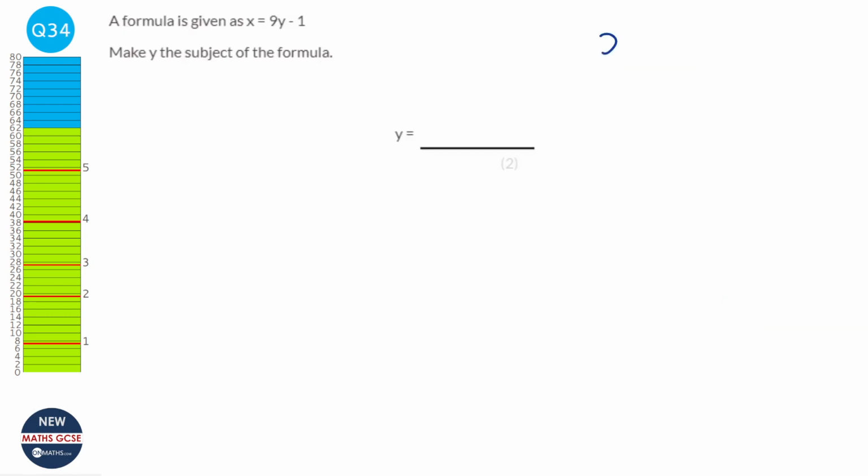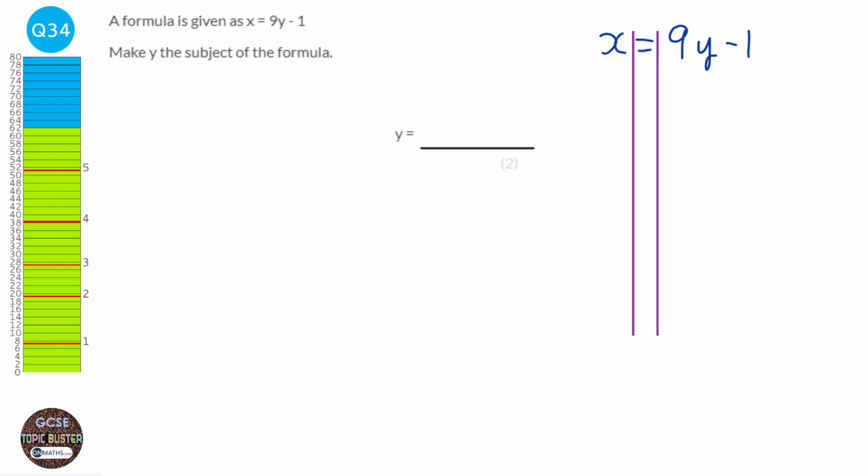So I'm going to write the equation out, the formula out. And we're asked to make y the subject, so I'm just going to get my lines in. And so what's stopping us from having y on its own? Well, this minus 1. How am I going to get rid of it? Add 1 to both sides. So we've got x plus 1 equals 9y.